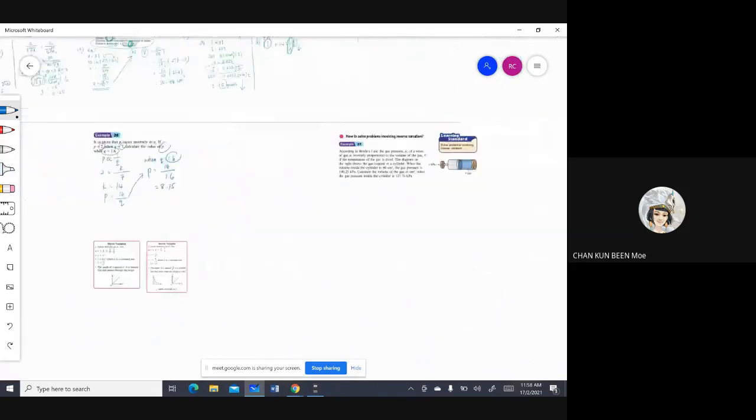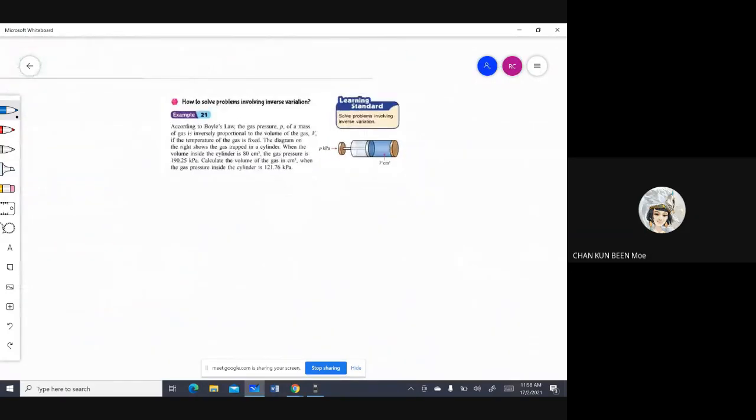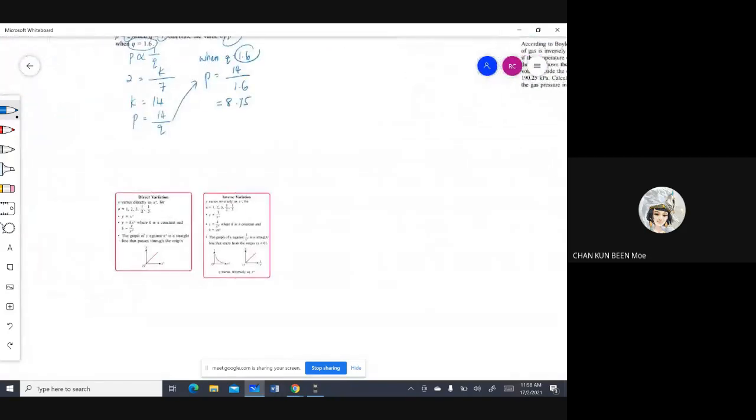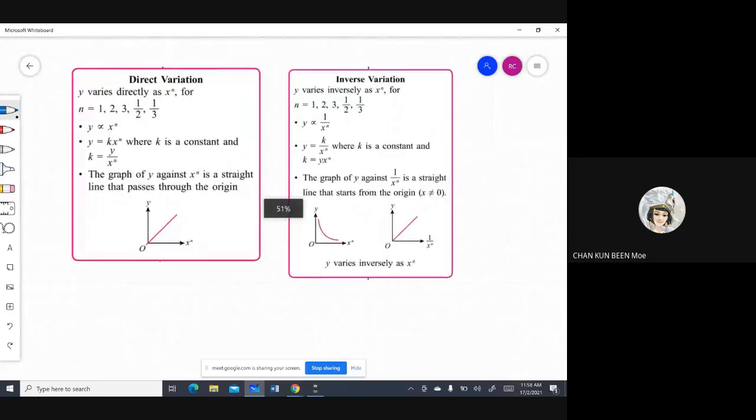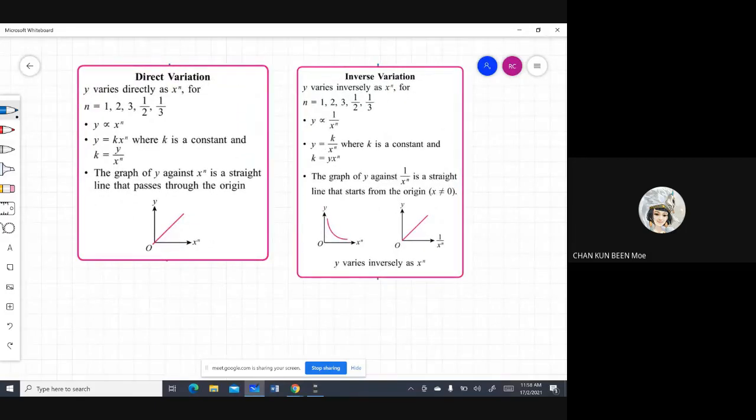Okay, this one. Before I continue with the problem solving, just to refresh your mind again, for the direct variation, what you learn is y varies directly as x to the power of n, whereby the n is like this, right? So this is how it is written. Y varies directly as x to the power of n. When you change to equation, y equal to kx to the power of n, where k is the constant and k will be y over x to the power of n.